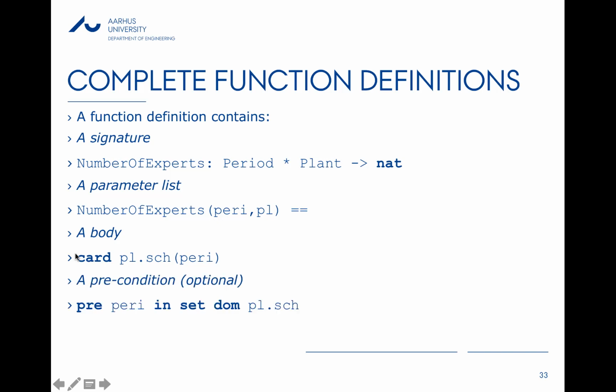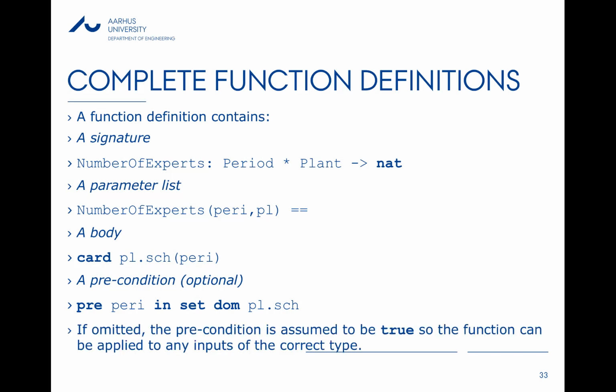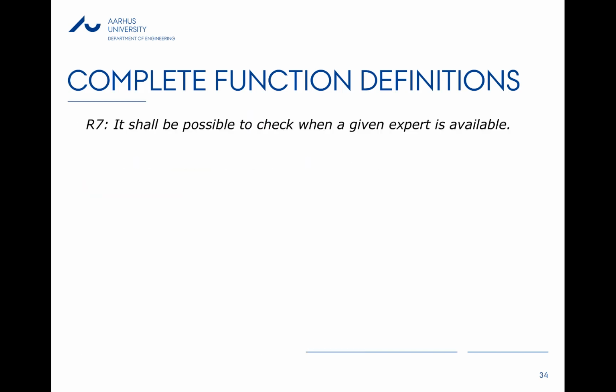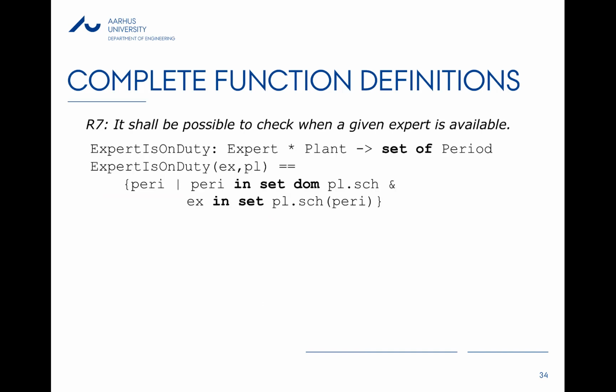And here we need to have a precondition because the period needs to be one of those periods that actually is defined in our schedule in the plant. If we omit a precondition, it's assumed that it's true. So then it can always be given a value of the right type. Now it's the caller's responsibility to ensure that you're actually calling it with a period that is one of the defined periods. And then we need to complete the function definitions again, also where it needs to be possible to check if a given expert is available.